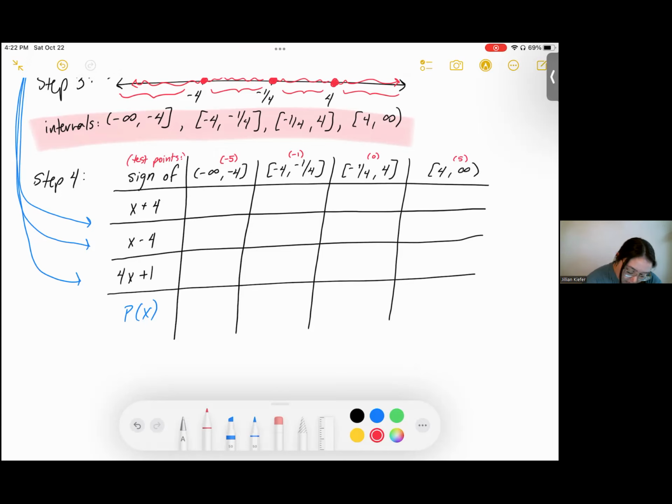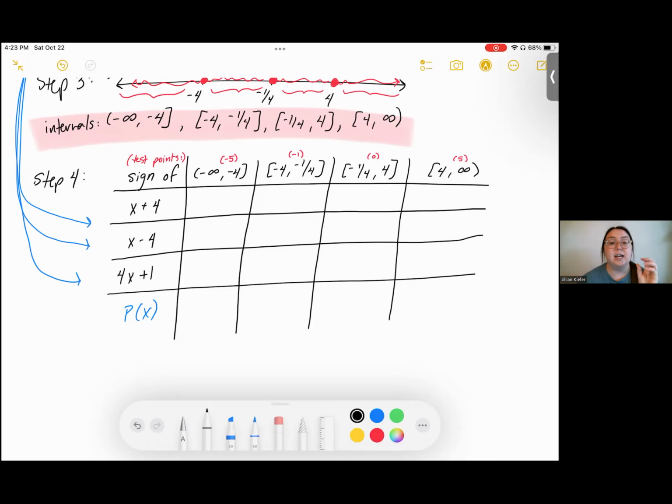All right, put those in parentheses. There we go. So you have your test point, and now you're going to use your test point for each individual factor. So we're going to go interval by interval in this case. So we're going to have x plus 4, where we're saying the test point is -5. You're going to replace x with your test point. So for us, this would be -5 plus 4. So we're going to write that.